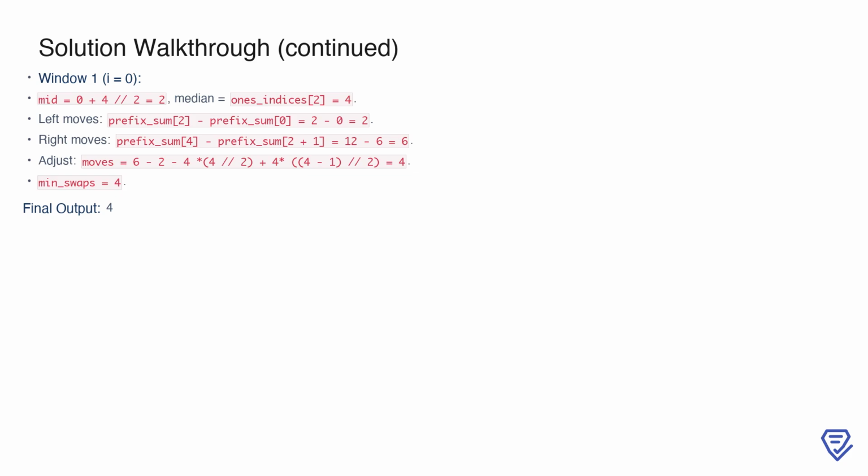Adjusting for the median alignment gives moves equals (6 - 2 - 4) * 4 / 2 + 4 * (4 - 1) / 2 = 4. Since this is the only window possible, the minimum swaps for this example is 4. Thus, the output is 4.